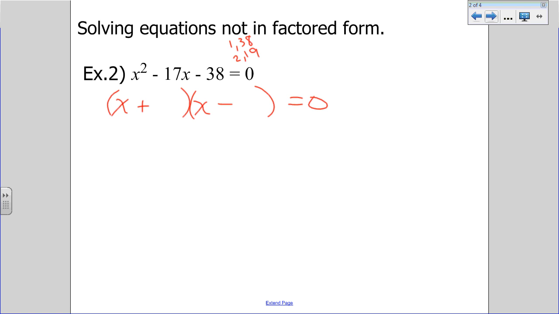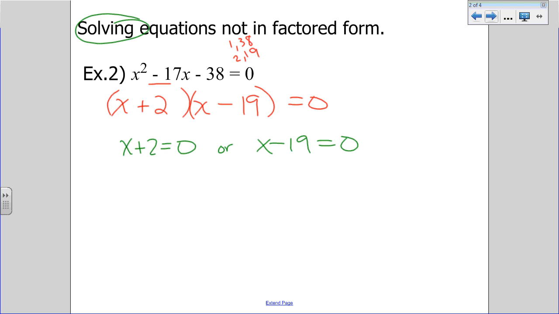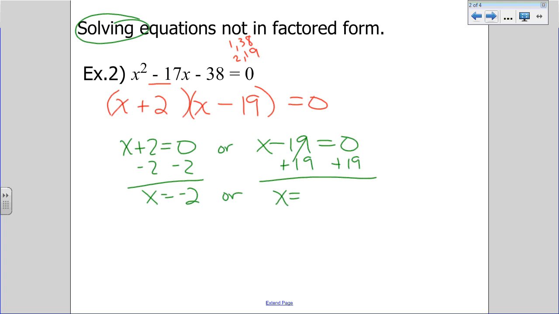So how am I going to get negative 17 here? Positive 2 and negative 19. Now that's factoring. I have to solve. So I have to take x plus 2 is equal to 0, or x minus 19 is equal to 0. Subtract 2 from each side, you get x equals negative 2, or add 19 to each side, we get x is equal to 19.